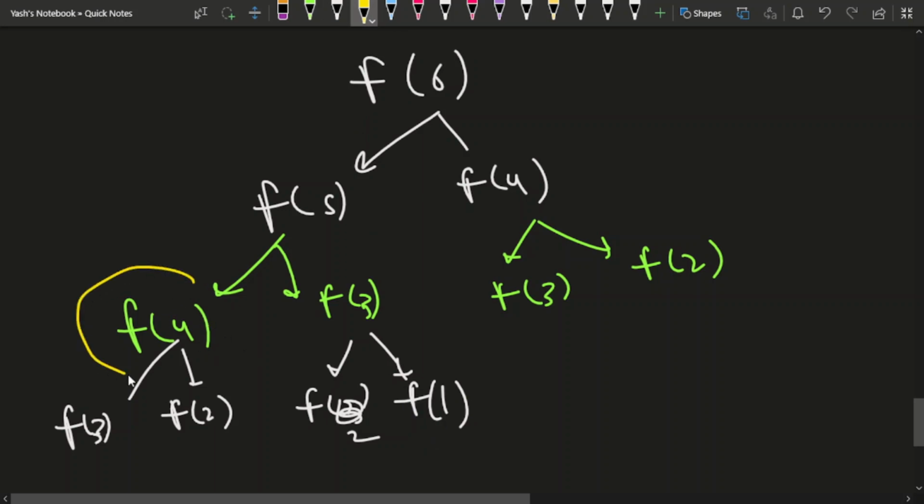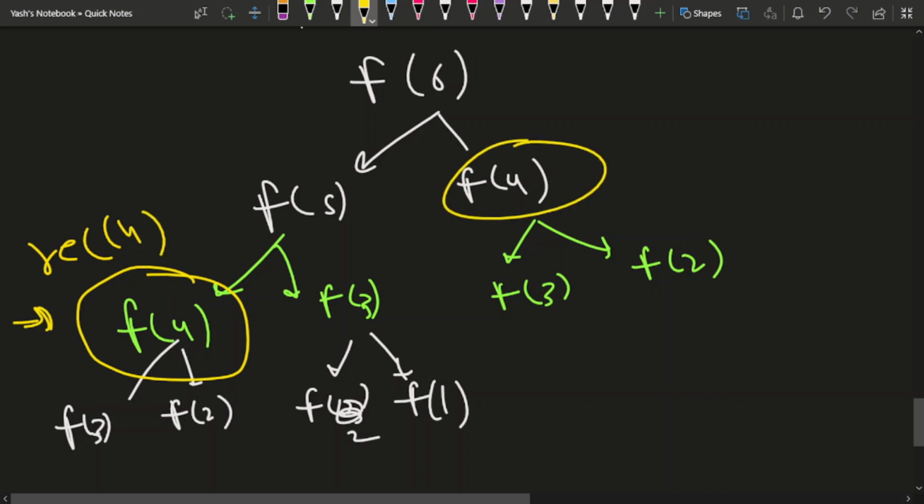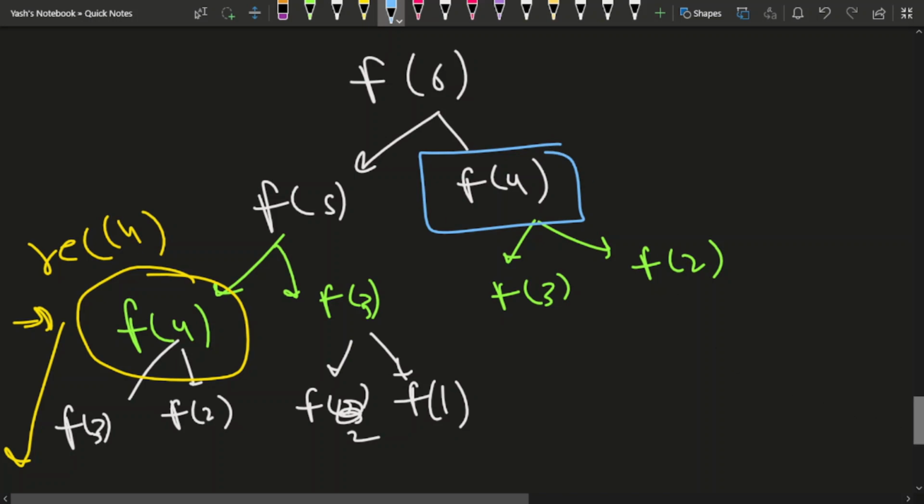If you have already calculated this recursive call for 4, will you calculate it again? No, you will not do this again, right? Because it will be very costly if you go this far down, and if you have already calculated it, you will not try to calculate it again, right? So similarly the case is here as well.